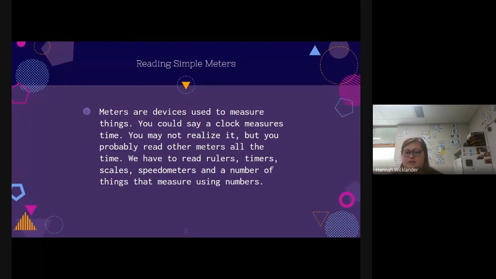But another type of meter is a ruler, timers, scales, and speedometers. So we're going to just review that today. I think it's an important skill to be able to read those and estimate. So we will be working on that. And the homework today is 5 problems. So super easy Monday for you.